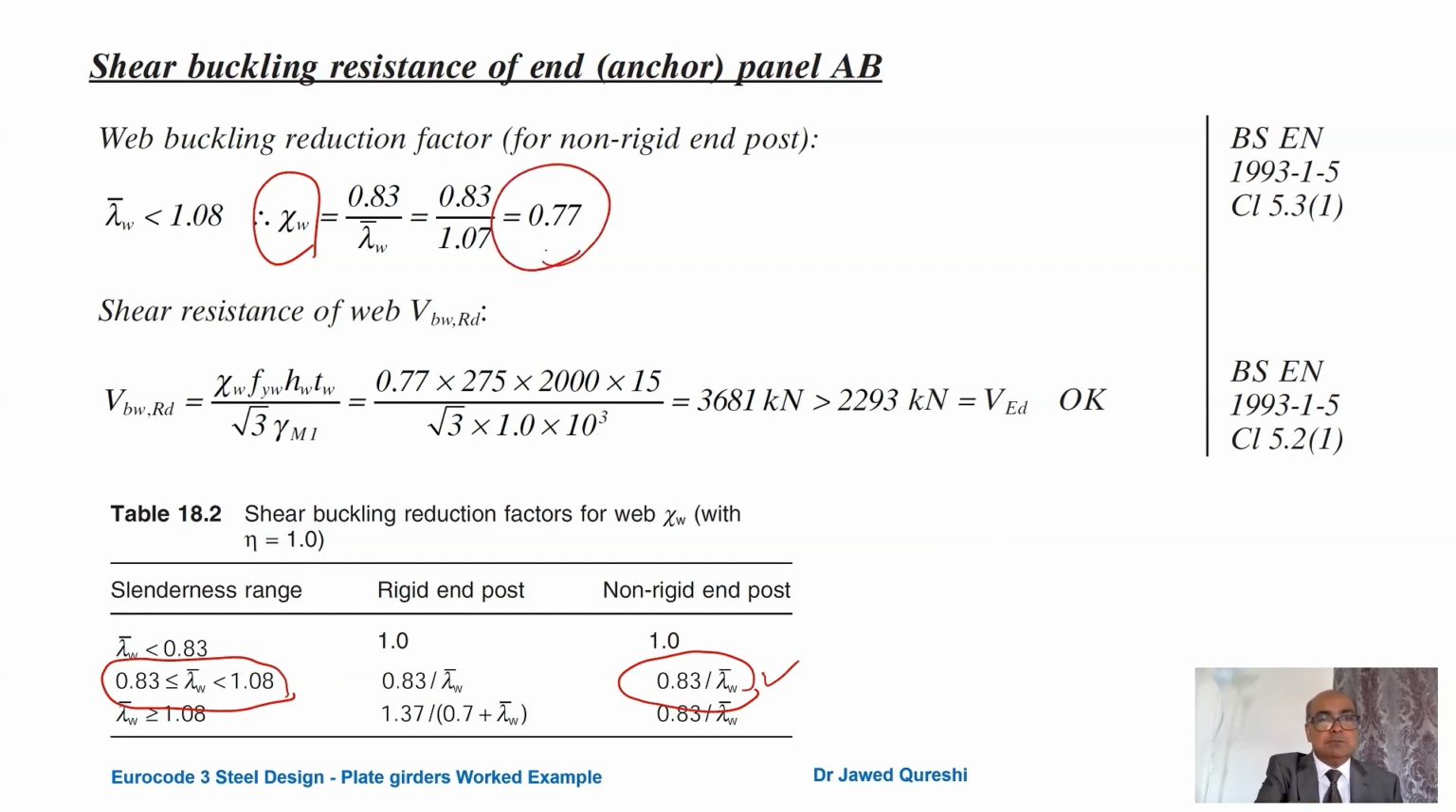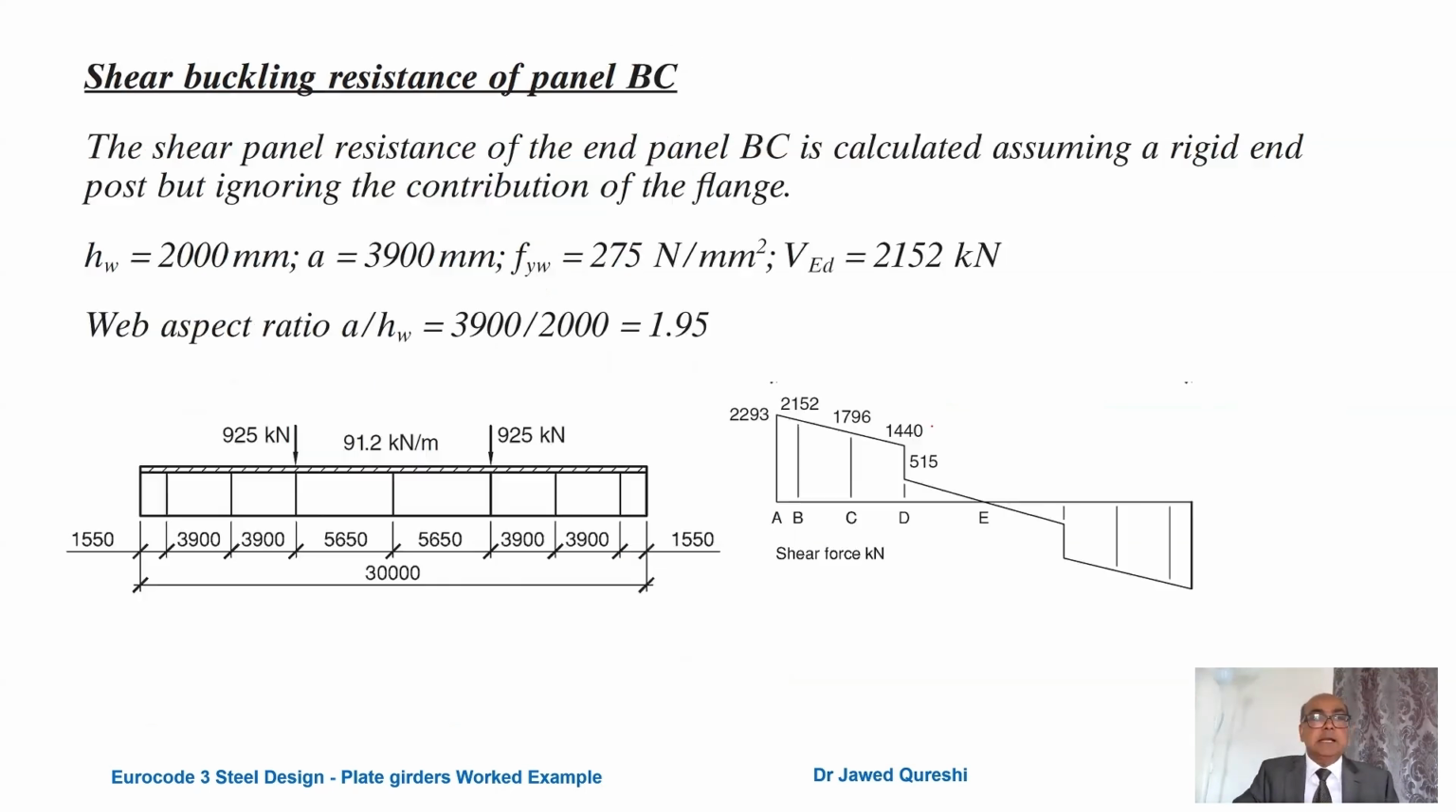Once we have this reduction factor, we put it into this VBW-RD to work out the shear resistance of web. So 0.77, FYW is 275, HW 2000, and TW is 15, under root 3. We get 3681, which is greater than the applied shear. It means that the shear resistance of web is fine. Let us now work out the shear buckling resistance of panel BC, which will not be much different to CD, but we will work out the panel DE separately.